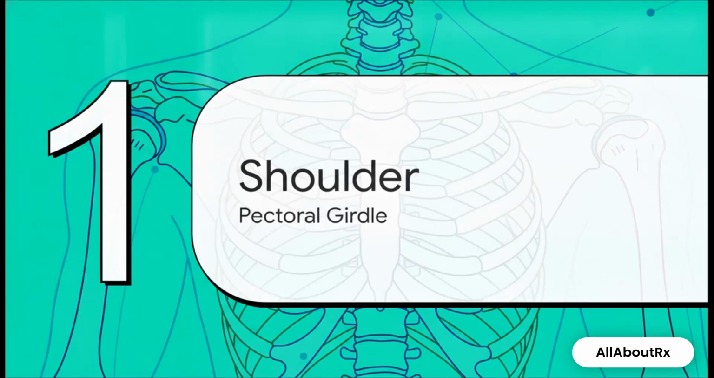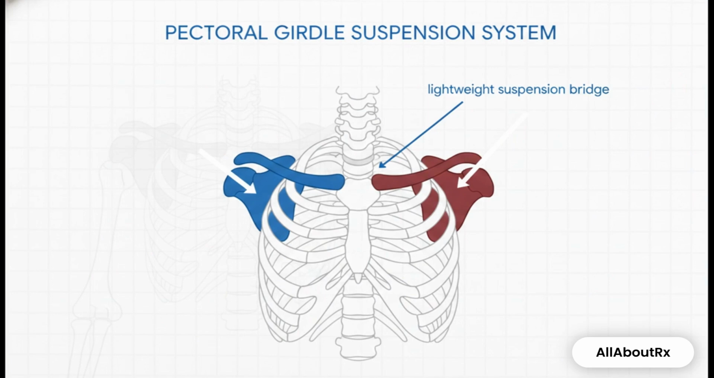Okay, Region 1. Let's start at the top with the shoulder, which anchors the entire upper limb to your trunk. The foundation of all that incredible arm mobility begins right here with the pectoral girdle. And what's actually wild about this is that it uses just two bones: the clavicle, or your collarbone in the front, and the scapula, your shoulder blade, in the back. That's it. Just those two bones securely connecting your entire arm to your axial skeleton. It's like this incredibly lightweight, flexible suspension system.